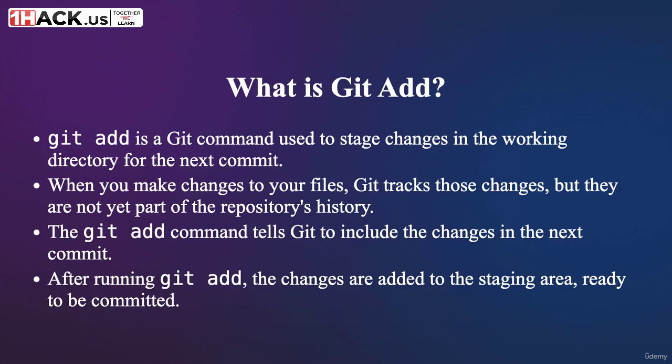The staging area is a crucial concept in Git. It's a way to selectively choose which changes you want to include in the next commit. This allows you to manage your commits more effectively, ensuring that you only commit the changes you intend to.